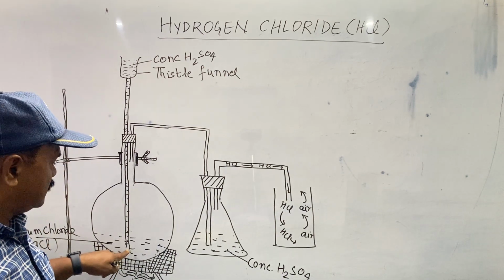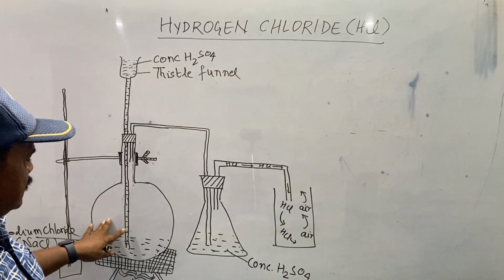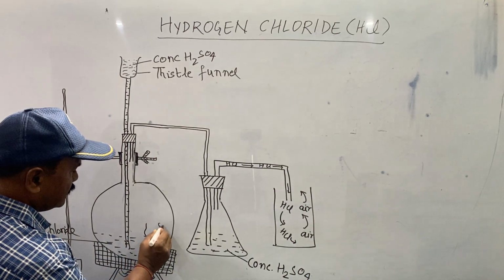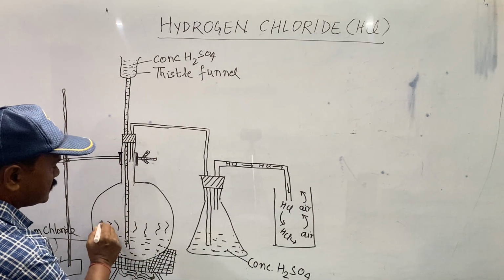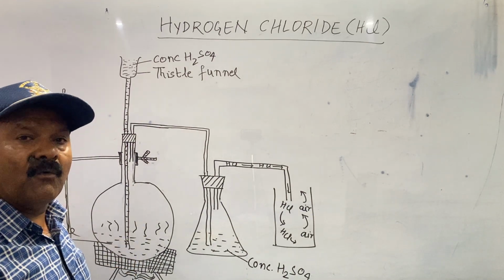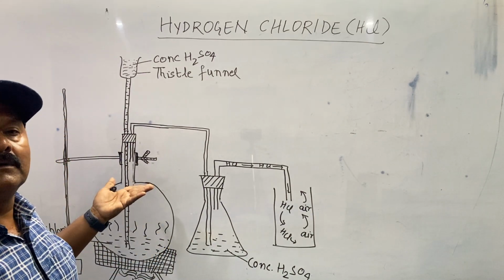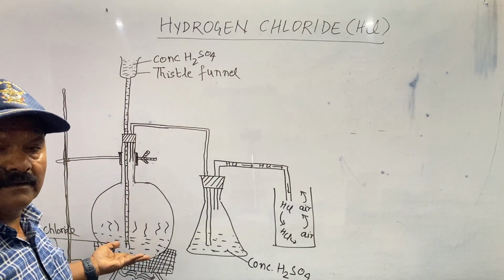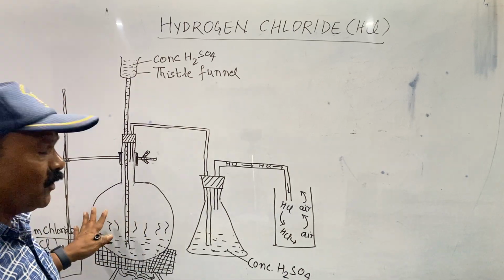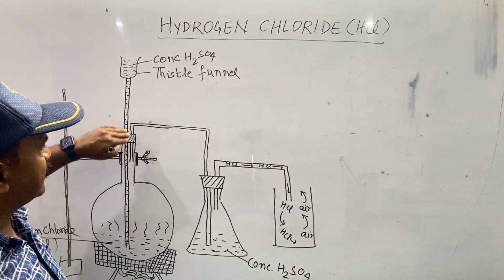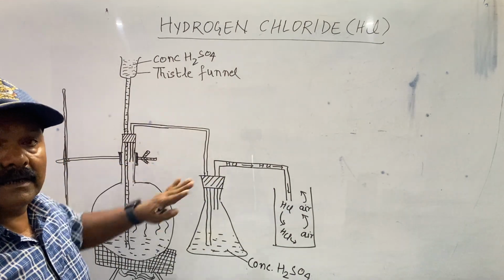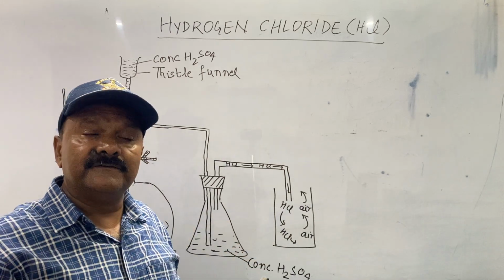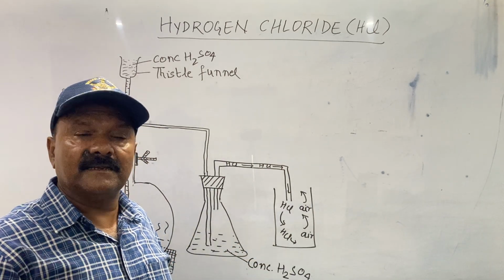Once the flask is heated, the HCl gas will be produced. Along with the HCl gas, the water vapor will also come out. Because you are heating, there is a water content inside it. So that will also evaporate, and both water vapor and HCl will come together. But we need a dry HCl gas. For that we need to remove the water from HCl.